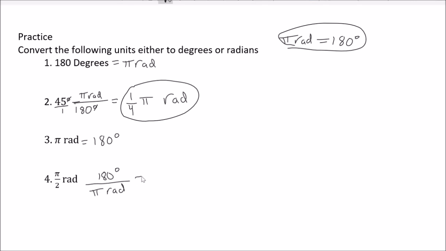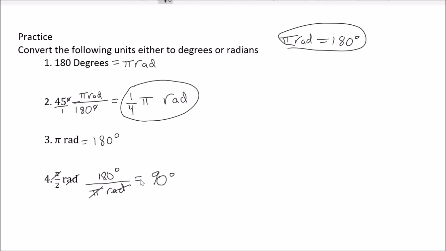All right, now here's how we simplify this. We first notice radians on top, radians on bottom, they cancel out. Pi on top, pi on bottom, they cancel out. And so what I have is 180 divided by 2. So this is the same as 90 degrees. Okay, and that's all the conversions are.